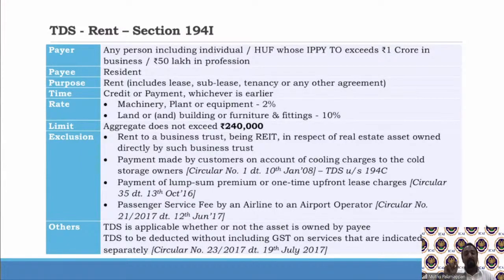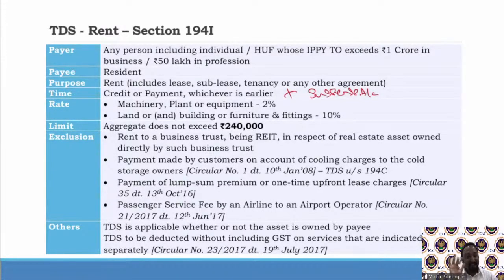So the time of deduction has to be credit or payment, whichever is earlier. When I say credit or payment, what is also included? Suspense account. There will be a para in your material. I'm not taking you through that para here because it is self-explanatory. That is, when I say credit, it includes the suspense account. That's why I have not included it separately.